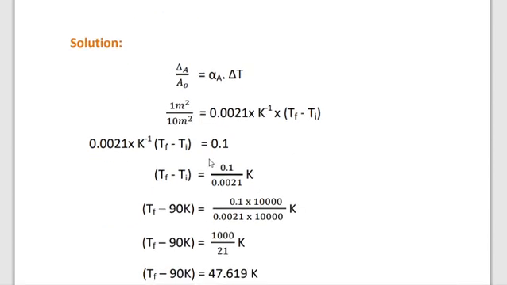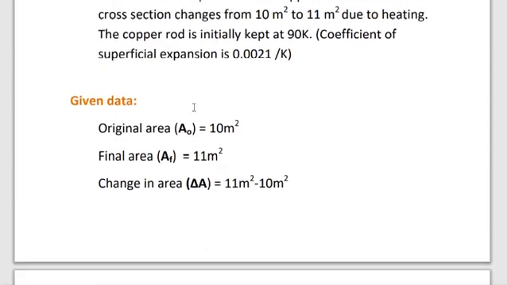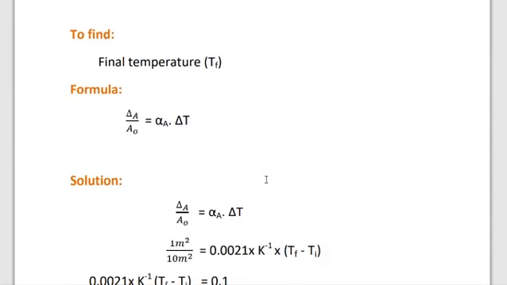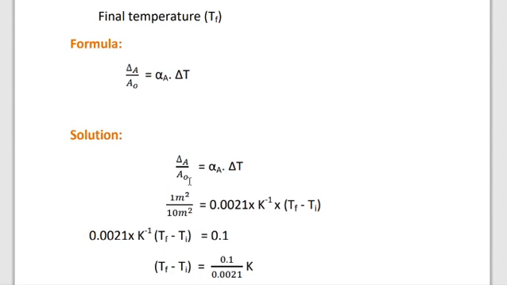Then substitute the values. Here, what is del A? Del A is the change in area. So how to calculate the change in area? Final area minus initial area. Then AO is the original area. Then delta T, the change in temperature. How to calculate the change in temperature? Final temperature minus initial temperature. Then alpha A, the coefficient of superficial expansion, that is given: 0.0021 per Kelvin, or 0.0021 into K power minus 1.